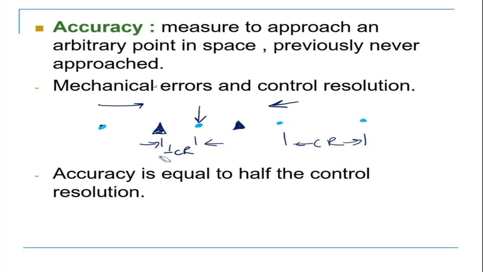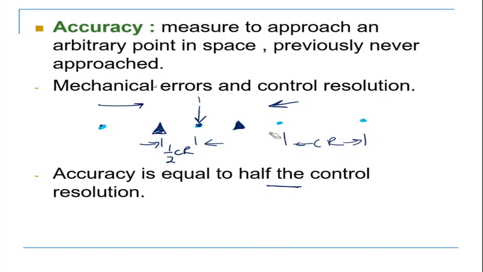So accuracy is a measure to approach an arbitrary point in space previously never approached. And when it is trying to go to this point, point one here, it will either go to the right or to the left because of all the mechanical errors and control resolution. So accuracy is equal to half the control resolution. Why half? Because it can either come from the left side or the right side. So whichever side it is nearer, it will go on that side. So if it is not nearer to this point, then it is nearer to that point. So it is essentially half distance between the control resolution.